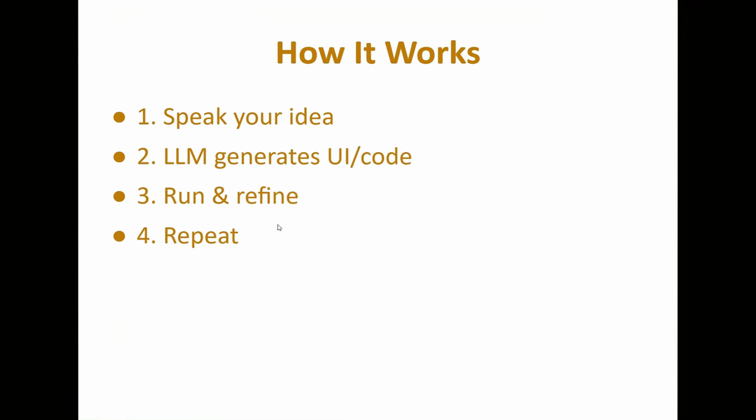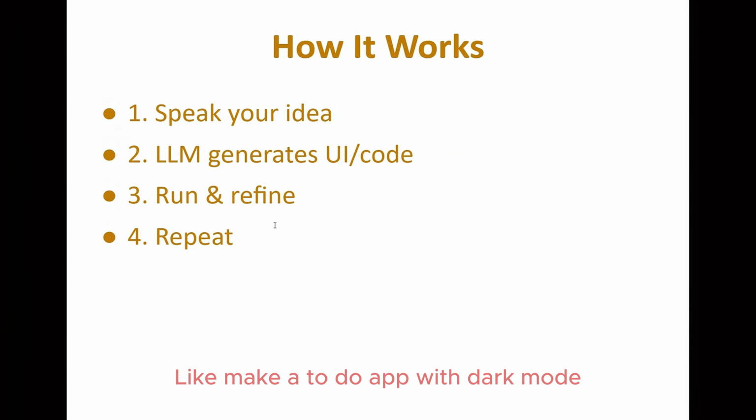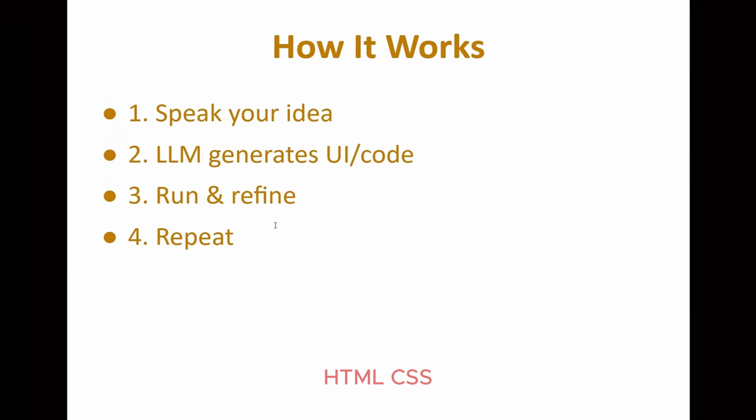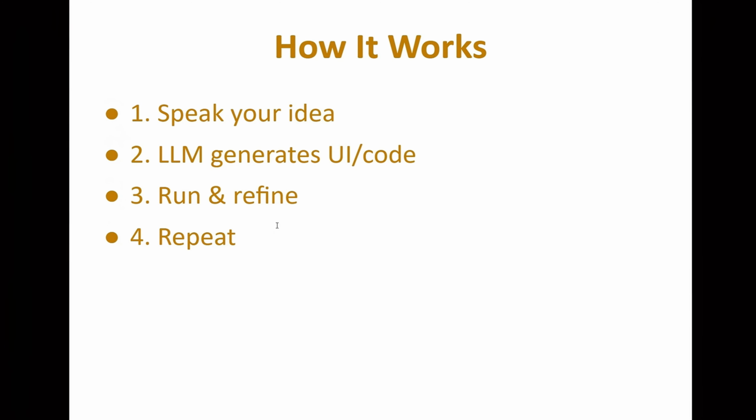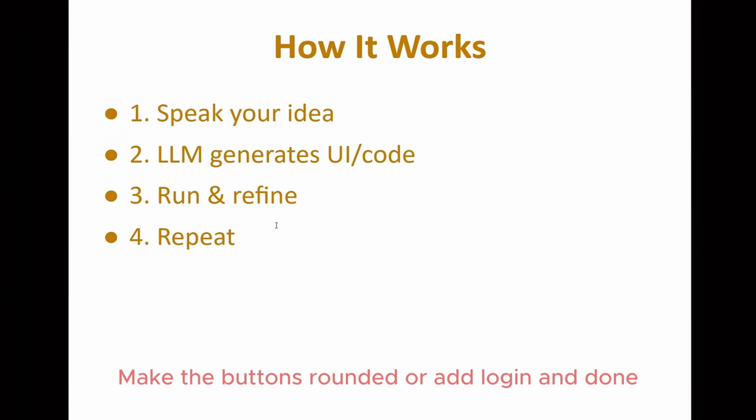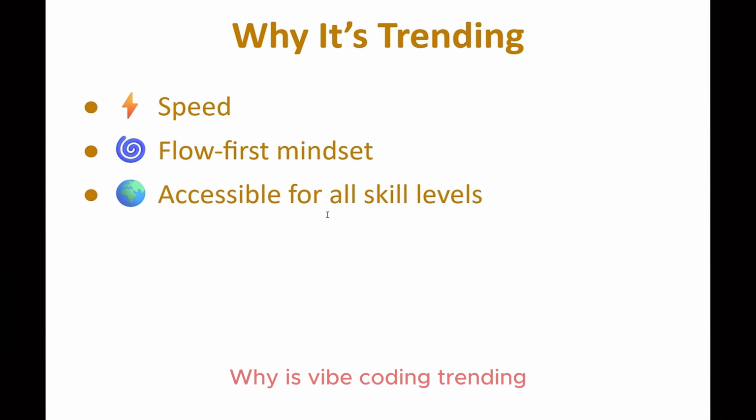How does it work? You just type or speak your idea, like make a to-do app with dark mode, and AI scaffolds everything: HTML, CSS, backend logic. You run it, test it, refine it by saying make the buttons rounded or add login, and done.